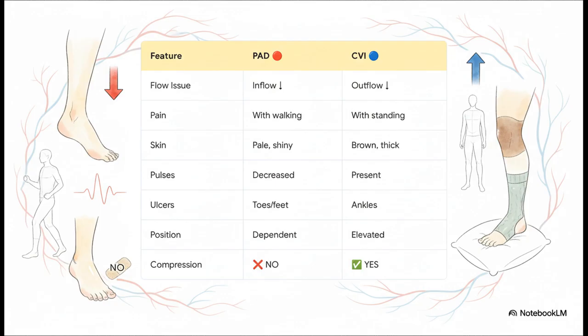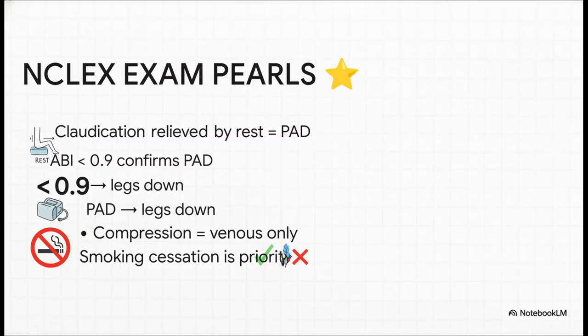Just look at those beautiful opposites all the way down. Inflow versus outflow, walking versus standing pain, pale versus brown skin, dependent versus elevated. This is what it all comes down to. And here are the pearls, the quick hit facts that you'll see on exams all the time. If they mention claudication that gets better with rest, it's PAD. If they give you an ABI of less than 0.9, it's PAD. And just remember the positioning. Arteries down, veins up. And compression is for veins, period.